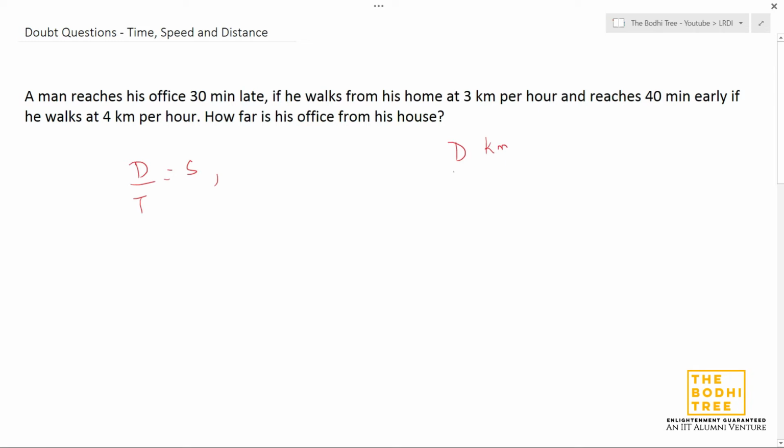Let's assume his standard speed at which he goes is s kilometers per hour. I'm not going to write the units again. And the standard time that he takes to reach the office is t, and in time t, he's reaching the office on time. Alright, basic assumptions. Now what they are saying is, if he walks from his home at 3 kilometers per hour.